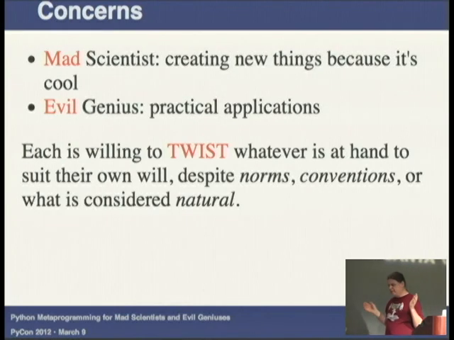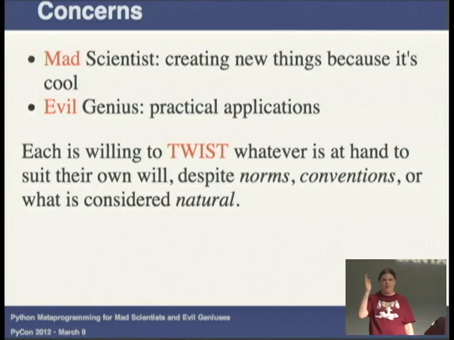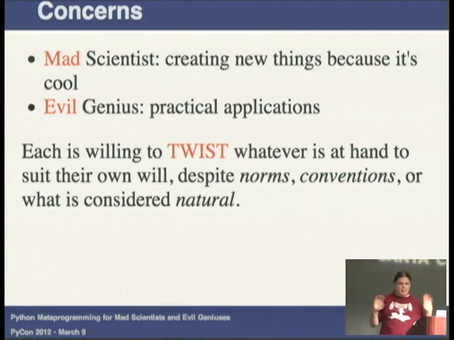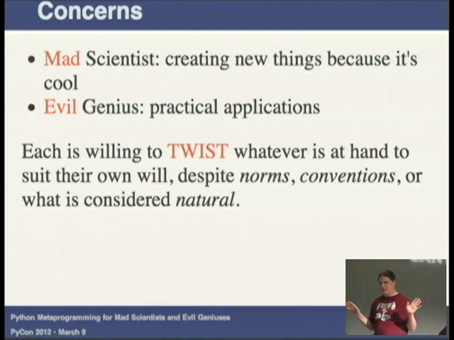All right, so first let's define our terms. The mad scientist does things because it's cool. The evil genius has a goal. He's going to get to that goal no matter what or who gets in his way. And each is not going to be concerned about standards or sanity, morals, whatever.